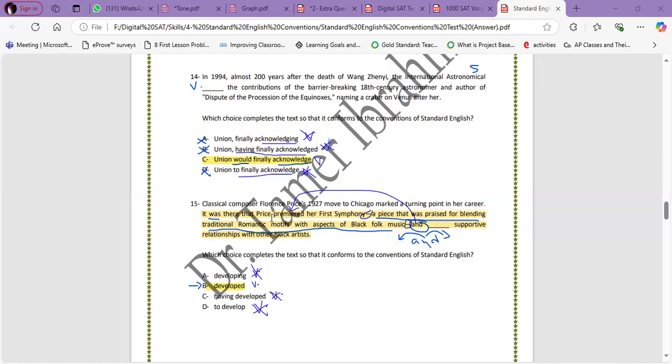Do we have anything that has to plus verb? Nothing. But we have a verb called premiered. So developed.